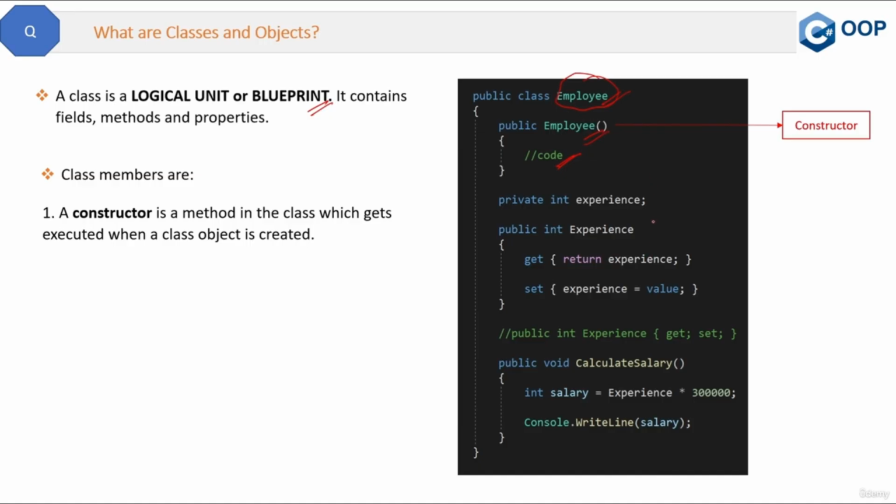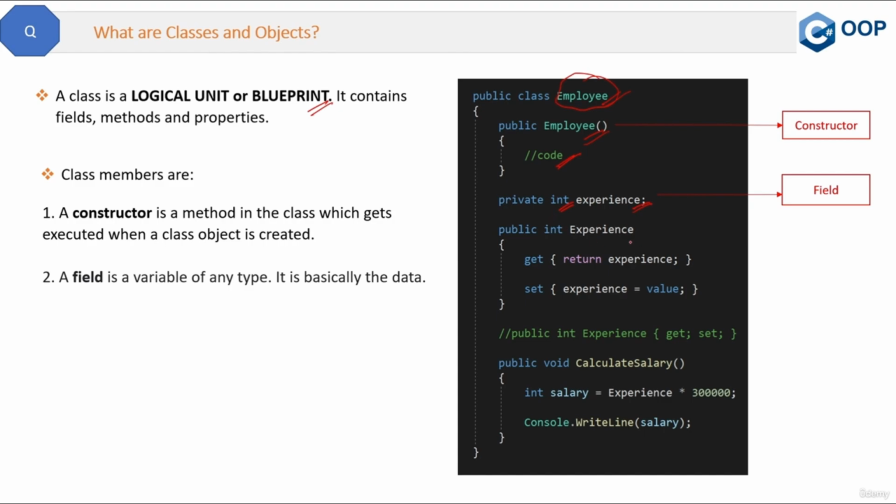The second class member is a field, which is experience here. A field is a variable of any type. Here the type is integer. You can say a field stores that data in your application. Okay, so a field is basically data.